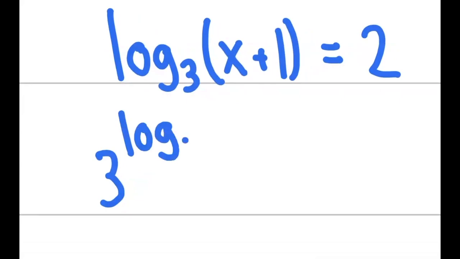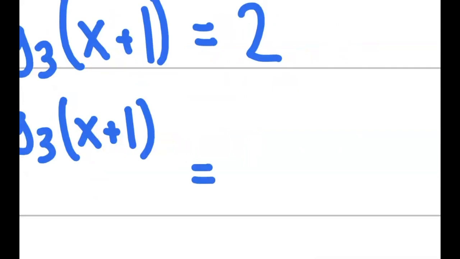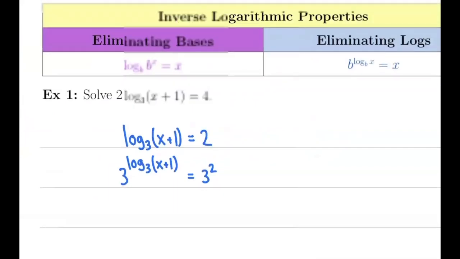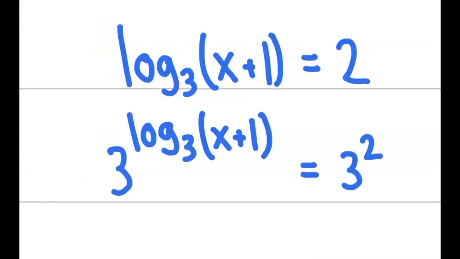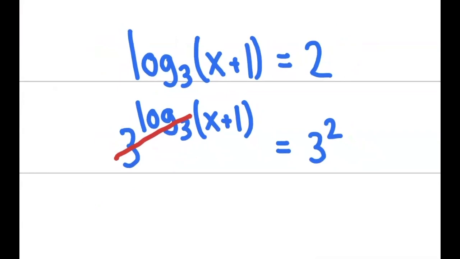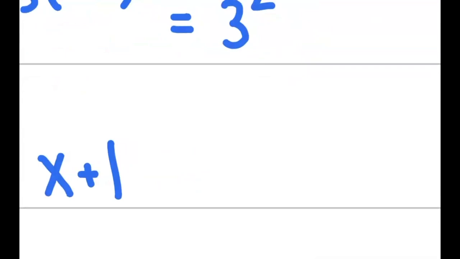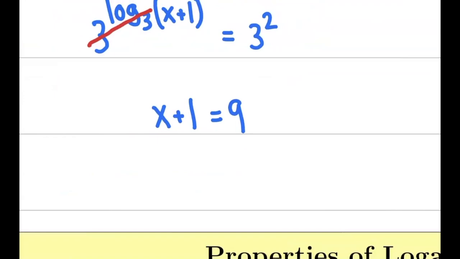So 3 to the power of log base 3 of x plus 1 equals 3 to the power of 2. That's that step. I just exponentiated each side of the equation using base 3. Using this inverse property, the 3 and the log base 3 are going to undo each other. They're going to cancel out. And you're going to be left with x plus 1 equals 3 squared, which is 9. So if x plus 1 equals 9, what does x equal?